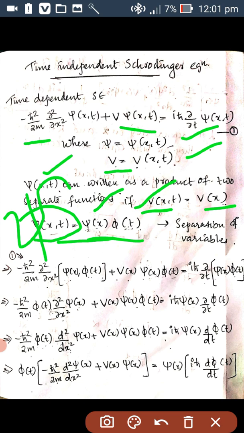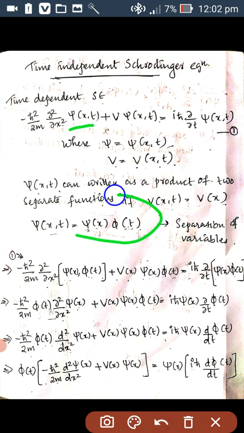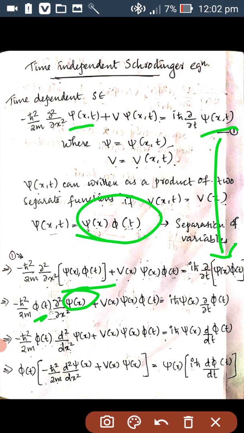Then the time dependent Schrodinger equation can be written as minus ħ² by 2m ∂²/∂x². Instead of ψ, we can include this form, that is ψ(x) φ(t), plus V(x) into ψ(x) φ(t) is equal to iħ ∂/∂t. Instead of ψ, we write ψ(x) into φ(t), and I am taking φ(t) out, so minus ħ² by 2m φ(t) ∂²/∂x² into ψ(x). Here ψ(x) depends only on the position, so this partial differential equation becomes an ordinary differential equation, so we can write d²/dx².